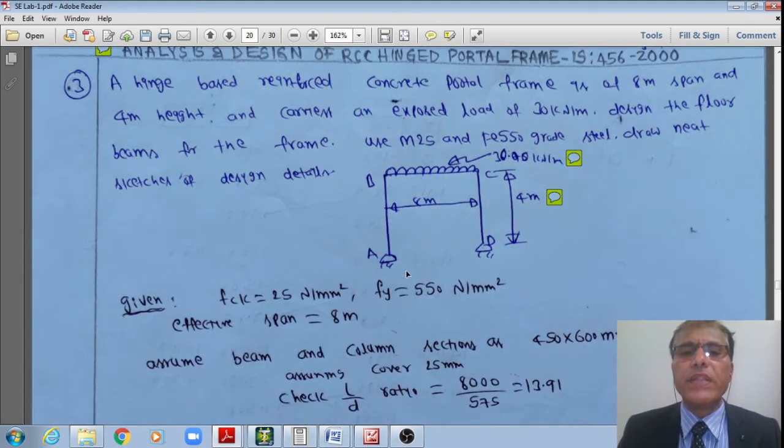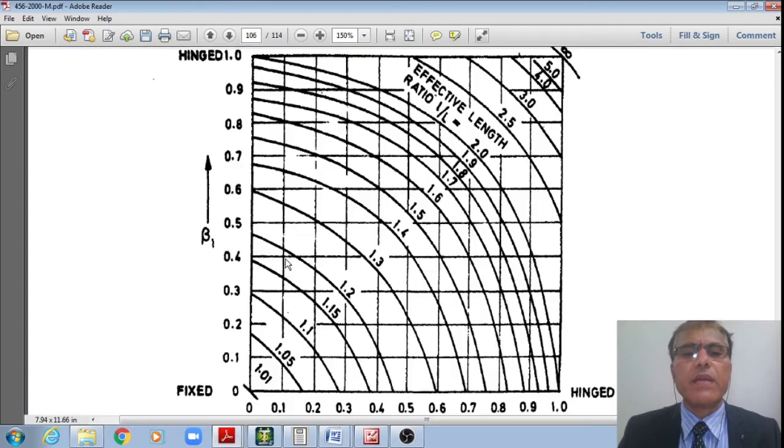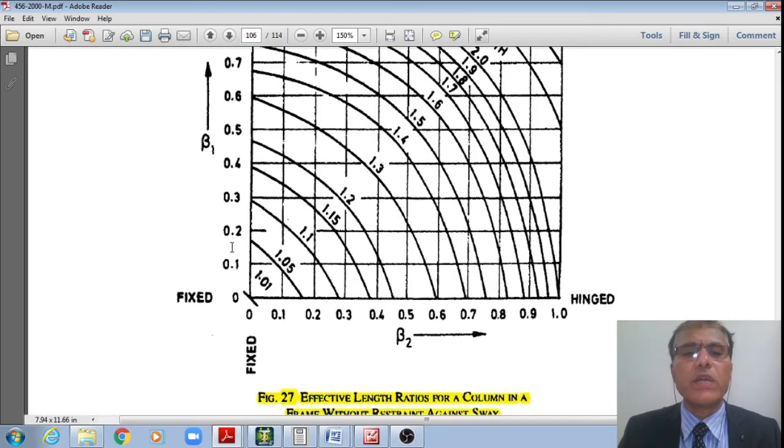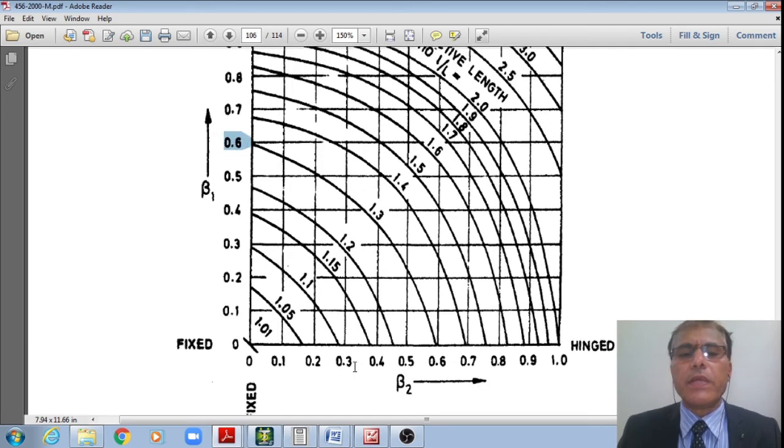Now with this, I do have the calculation, right? From this figure 27, what the figure gives is that beta 1 is equal to 0.6. I am there, right? However, beta 2 is equal to zero. Therefore, what I have here is approximately 1.3, right? Zero is meeting with 0.6, therefore that is 1.3.